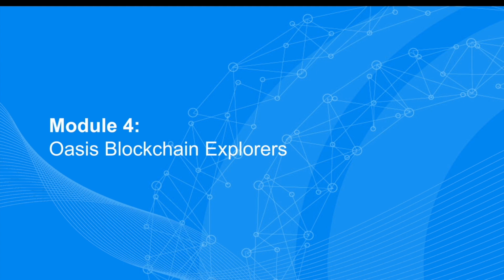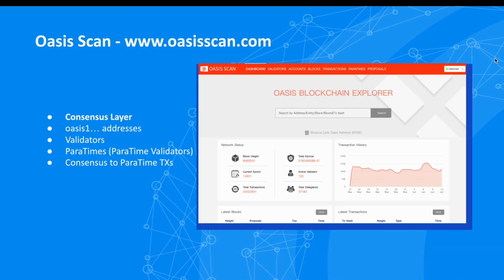In this module, I will show you the Oasis blockchain explorers built by the community, Oasis, or partners. I will first share some block explorers for the consensus layer, and then we will also see the explorer for Emerald ParaTime, which is our EVM-compatible blockchain. Let me start with the first one, which is Oasis Scan.